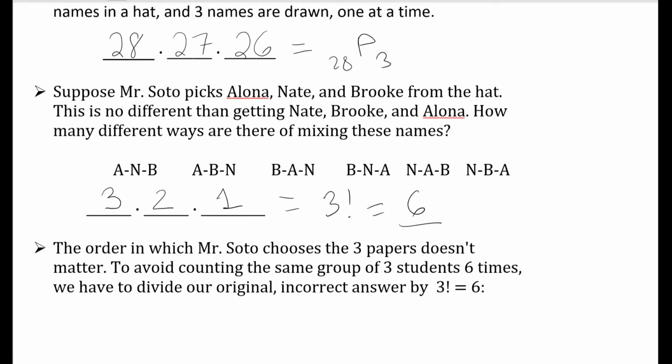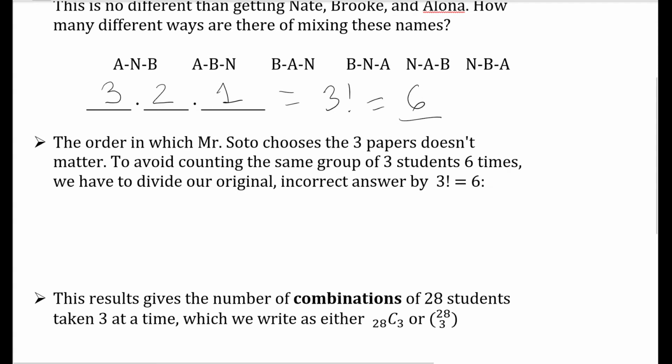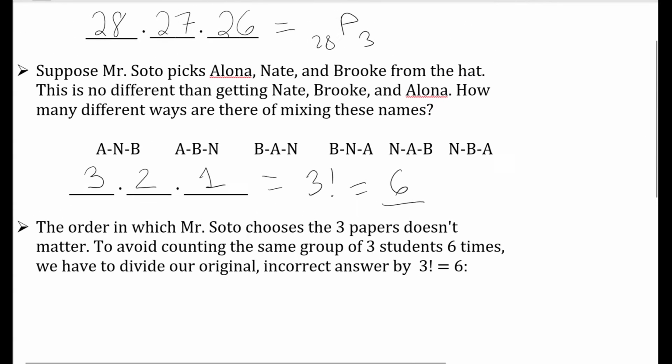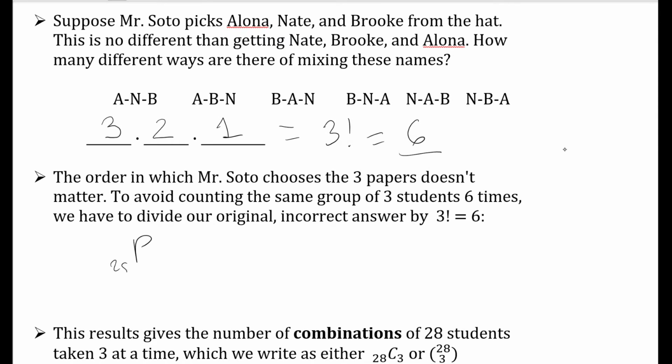So, recap. The permutation of 28 and 3 is the number of ways that I can choose the names 3 at a time if we're taking into account order. If I want to not take into account order, then I need to divide by 6 to ensure that I'm not counting the same group of 3 students 6 times, therefore eliminating those in which order doesn't matter. So we can take our permutation of 28 chosen 3 at a time, and then divide that by 6.